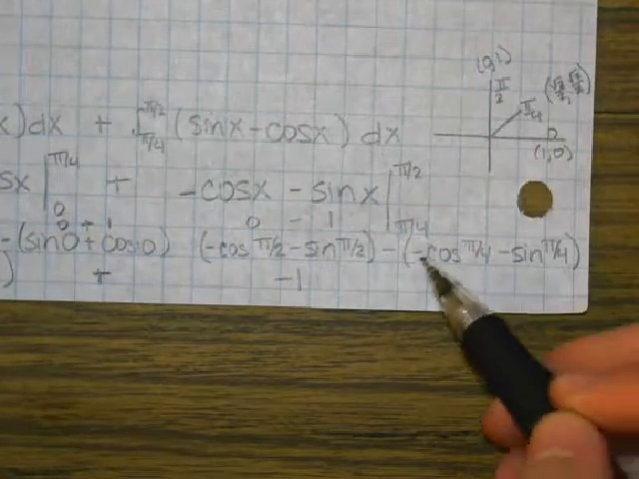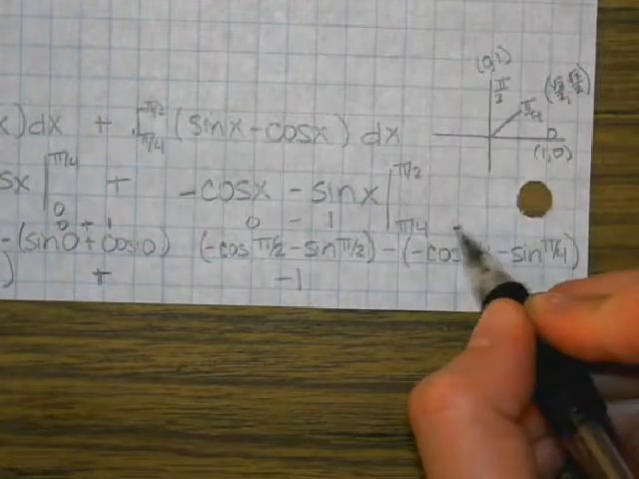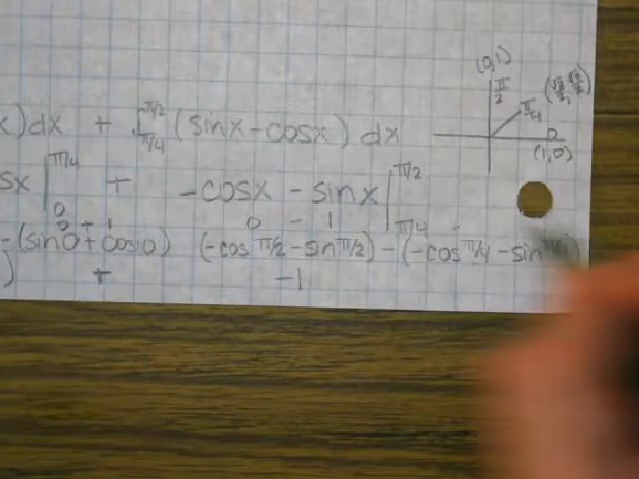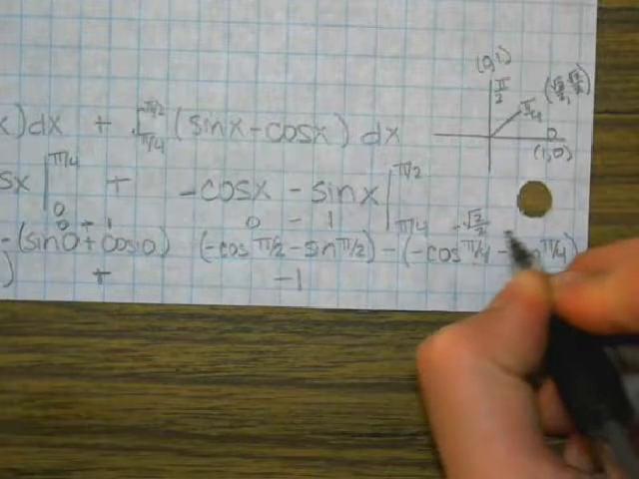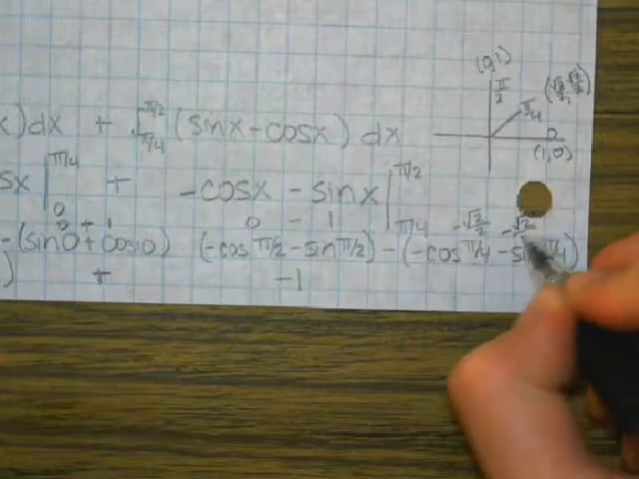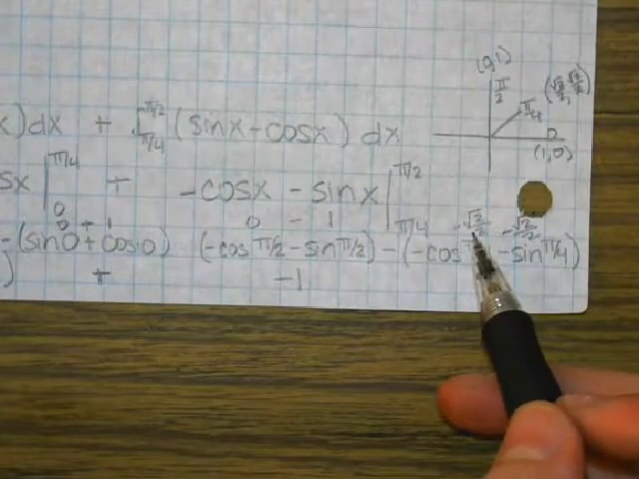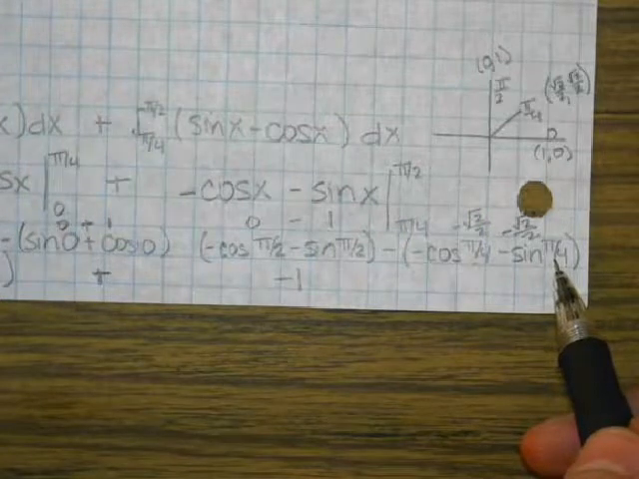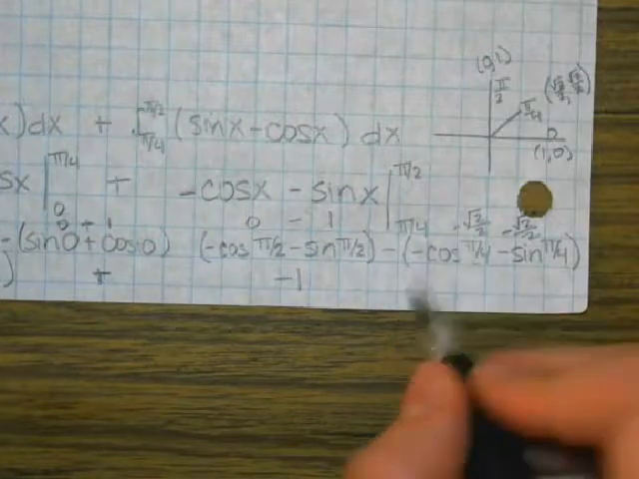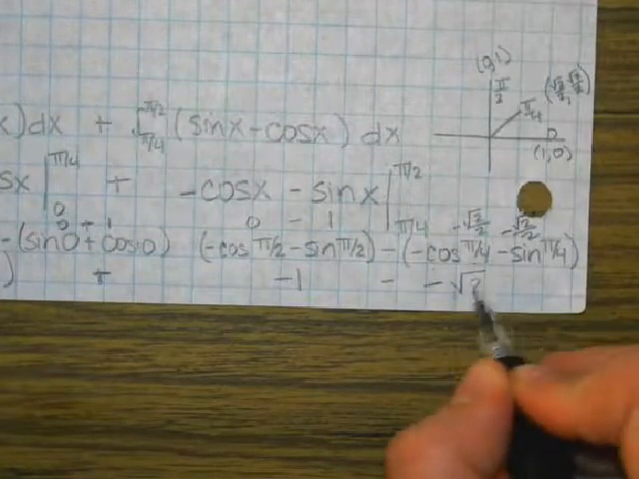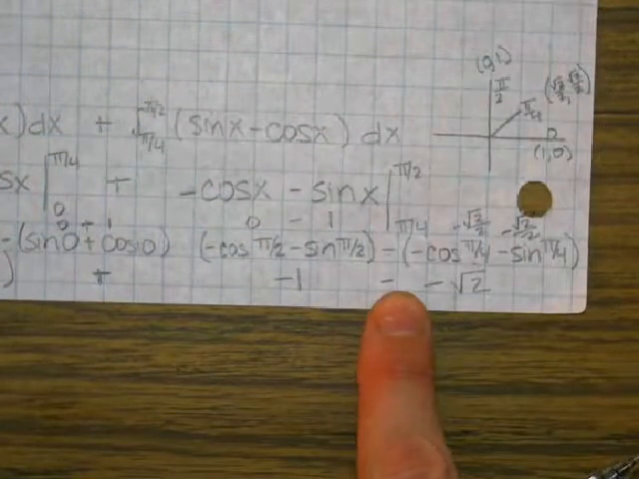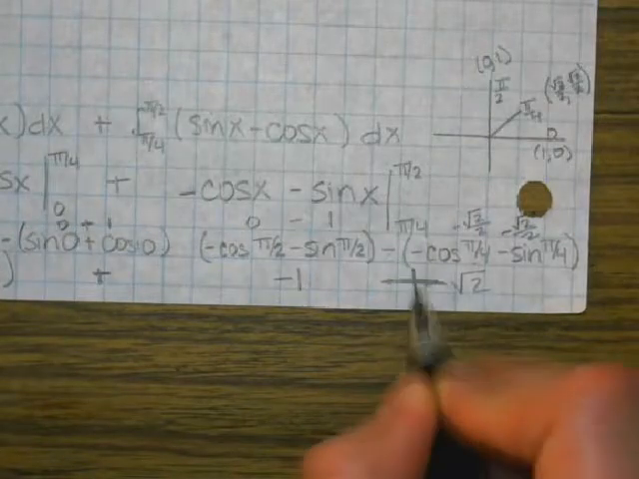And then here we have negative cos of pi fourths. Root 2 over 2. Minus, and then we have sine of pi fourths, root 2 over 2. So we have negative half of a root 2 and another negative half of a root 2, negative root 2. And this was a minus in between, so we are subtracting negative root 2. What happens with this minus minus? Plus. Makes a plus.